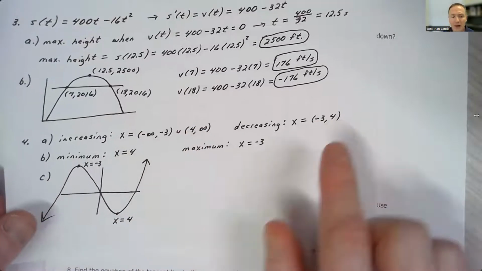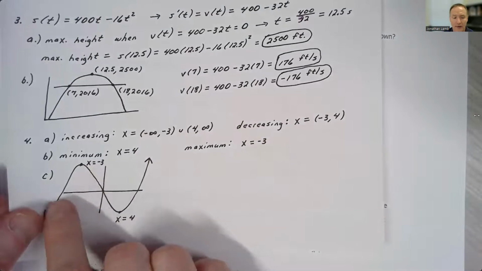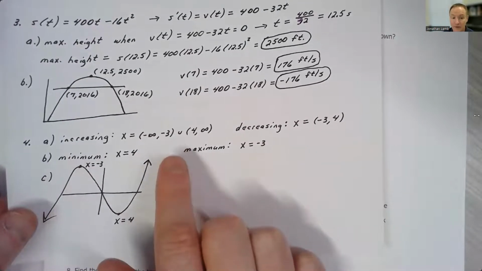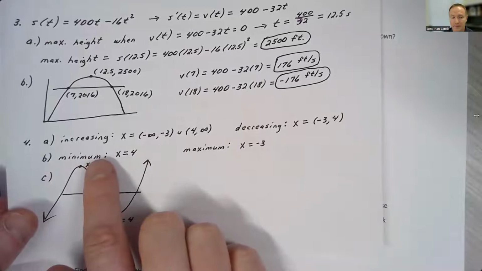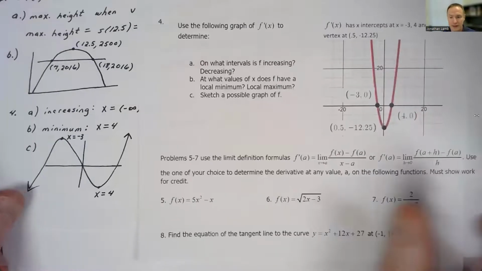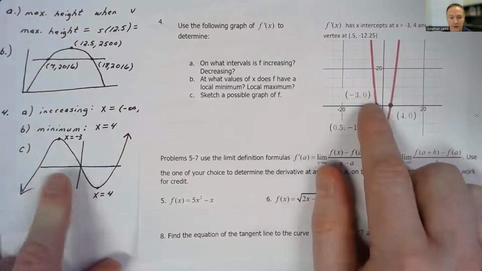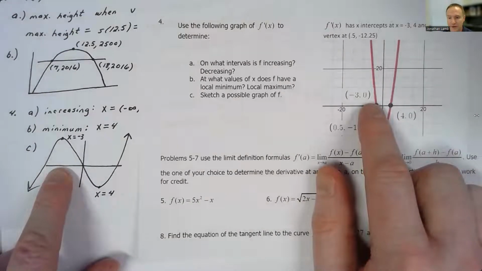Now, it might help to go ahead and do part C before doing part B. So when I'm thinking about how would I do part C, okay, here's my derivative. I'm saying this is the original function.